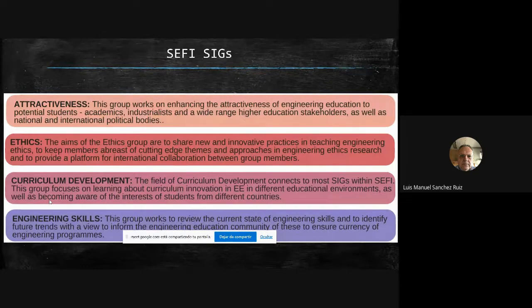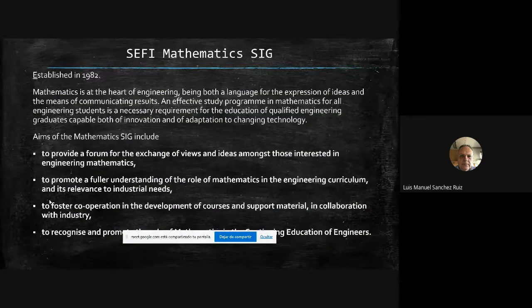Obviously these special groups sometimes interact, because mathematics, gender, physics, curriculum development, and online learning may be interesting for a mathematician lecturing to engineers at some given moment. So they are not closed; they are open, and people can approach these working groups.